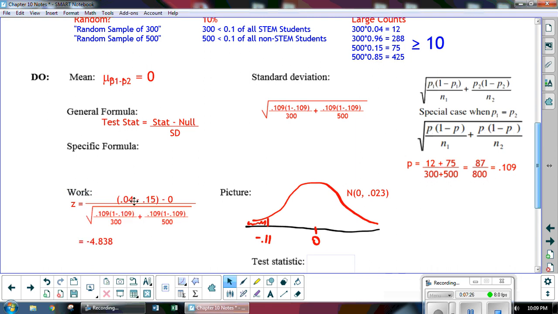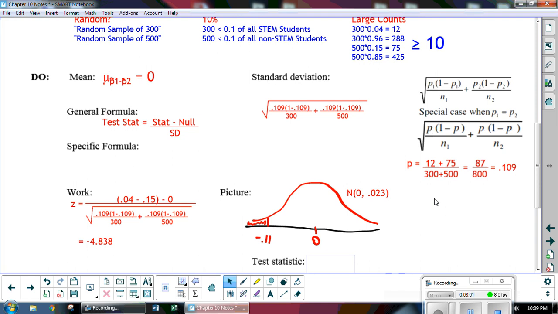Your z-score is going to be the observed difference, so P1 hat minus P2 hat, minus the hypothesized difference. In this case, a difference of negative 11%, minus 0. Down here is your standard deviation that we're pulling from up here. Again, this is our combined standard deviation, because since we're finding this up here to be 0, we're going to say, okay, if the proportions shouldn't be different between the two, we're going to lump everybody together and make it one big group.